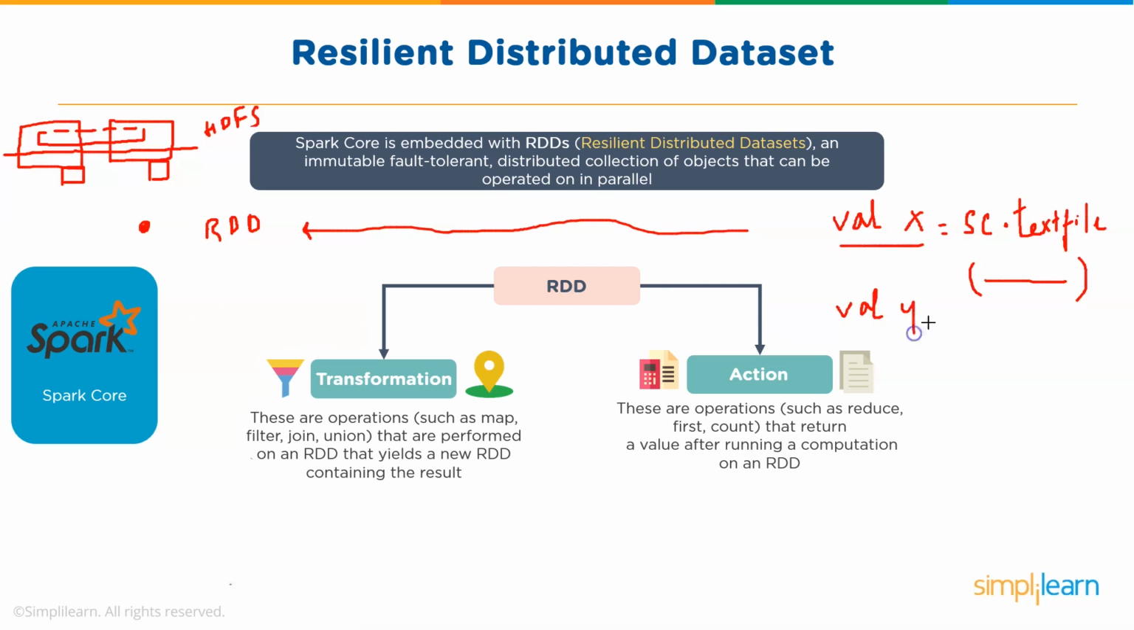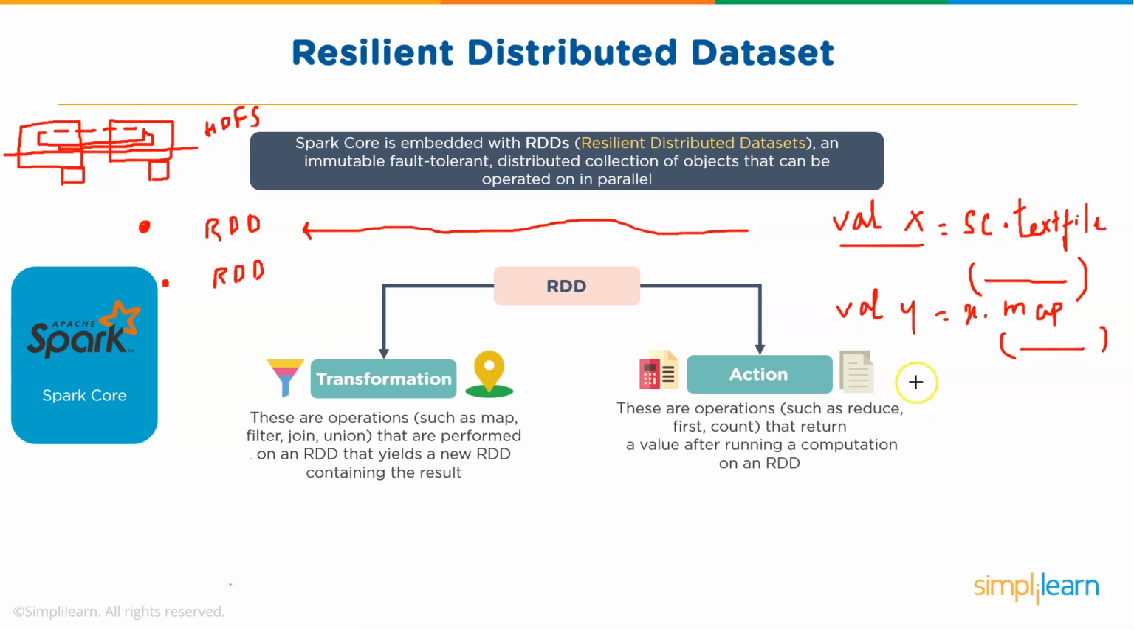Now later I could do further processing on this. I could say val y, and then do something on x. I could say x.map, and I would want to apply a function to every record or every element in this file, and I could give a logic here. Now this second step is again creating an RDD, a resilient distributed dataset. You can say the second step in my DAG. Here you have one more RDD created, which depends on the first RDD. So my first RDD becomes the base RDD or parent RDD, and the resultant RDD becomes the child RDD.